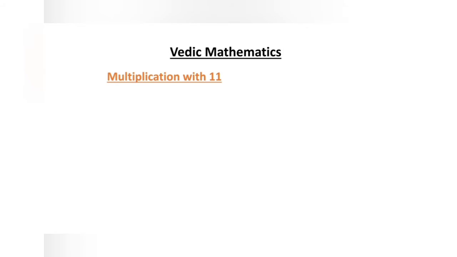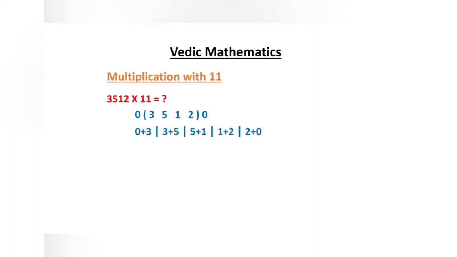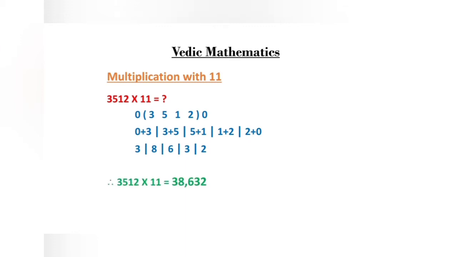Let us find the answer of 3512 into 11. First, write the number 3512 in bracket as shown with the zeros on the either side. Second, separate into group of 2 and add them. Third, here we have all the sums within 10. So our answer is 38632. Therefore, 3512 into 11 is equal to 38,632.